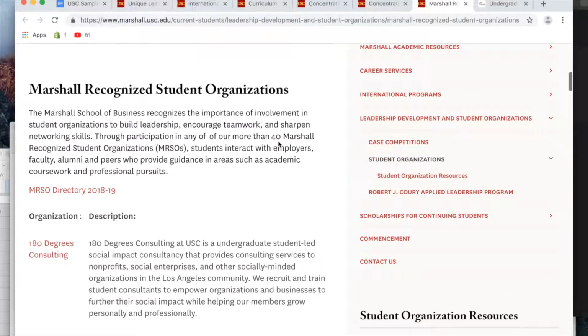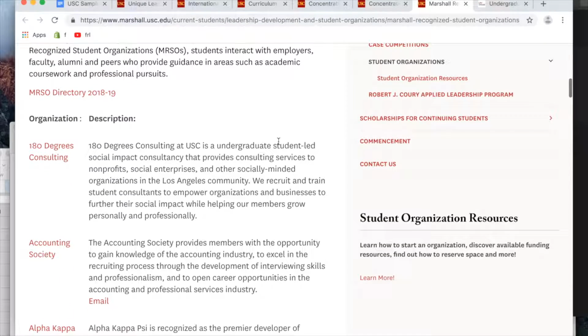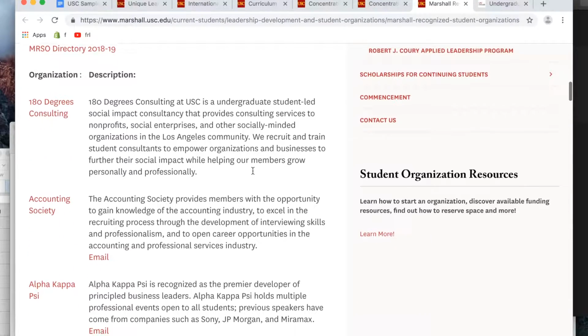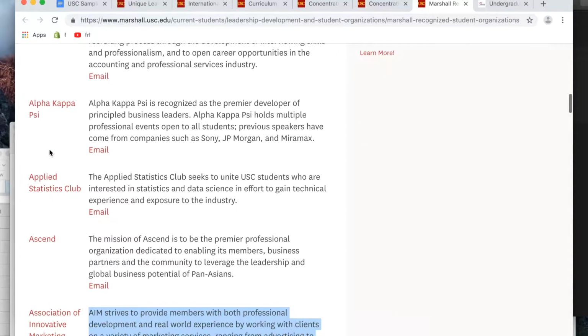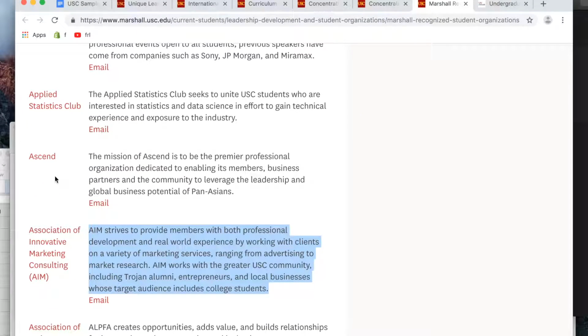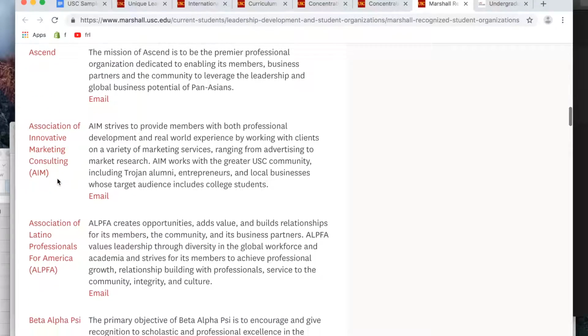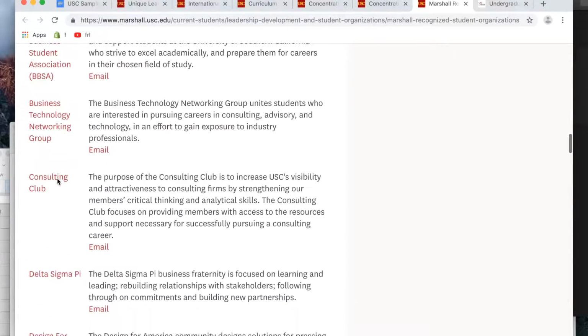And if you look at the Marshall student organizations, this is a good page to go through to see what organizations you want to join and how it can help you with your goal. So it could be 180 Degrees Consulting, Accounting Society, the Association of Innovative Marketing if you're a marketing major. So this is a good page to go through.